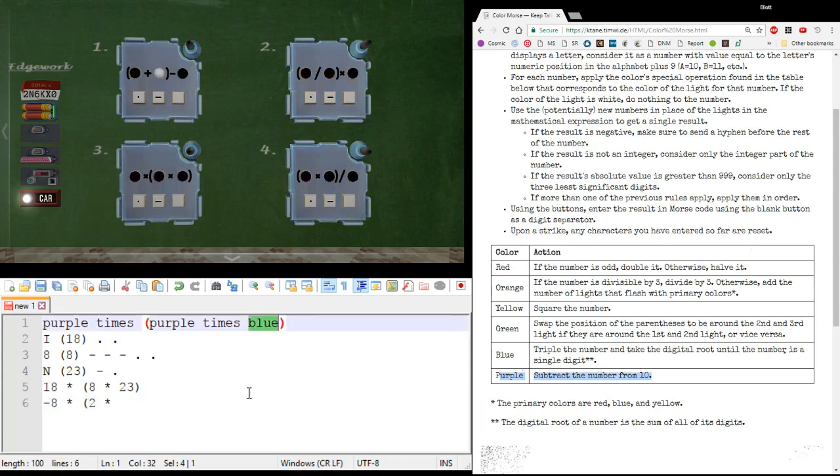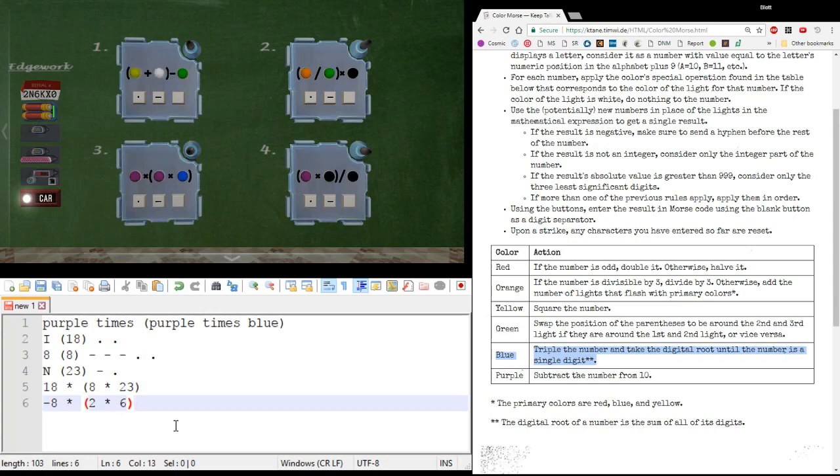And then we have blue. For blue, you triple the number and take the digital root until the number is a single digit. Digital root comes up in a lot of modules. That's just where you add all the digits until you get down to a single number. Now, you could follow the directions as written. You could take 23, triple it, becomes 69, add the digits, becomes 15, add the digits, becomes 6, to get your answer of 6. A little trick I'll share with you, though.